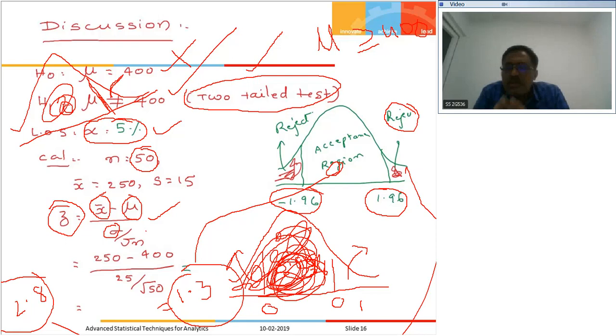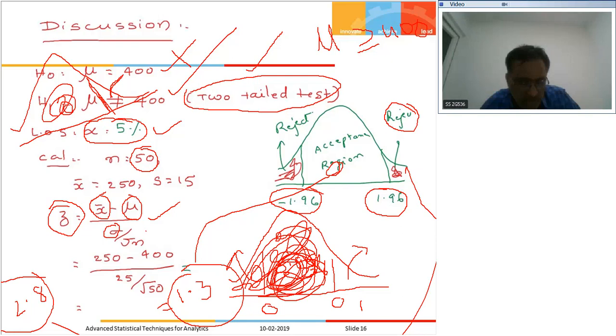Suppose my claim is the average life of my product is 2 years. If my assumption is wrong, then it can be greater than 2 or less than 2. It can be 1.5 years or 2.5 years. So that's why mu is not equal to 400. Mu equal to 400 is the claim we are proving, and mu not equal to 400 we take as the alternative hypothesis.